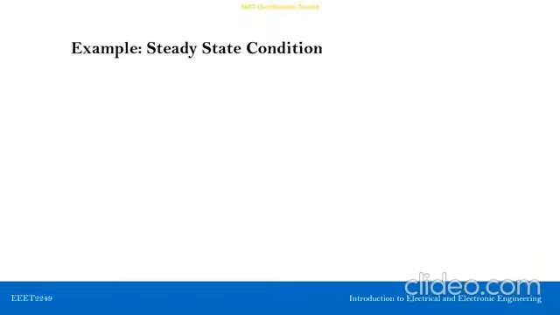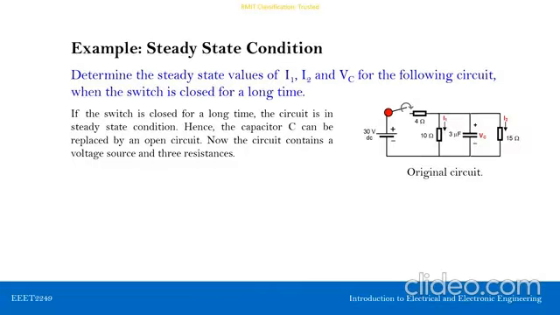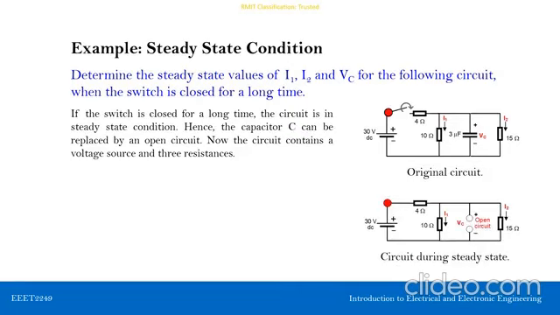Let's take an example of a steady state condition. Determine the steady state values of I1, I2, and Vc for the following circuit when the switch is closed for a long time. If the switch is closed for a long time, the circuit is in steady state condition. Hence, the capacitor C can be replaced by an open circuit, and then the circuit will contain a voltage source and three resistances.